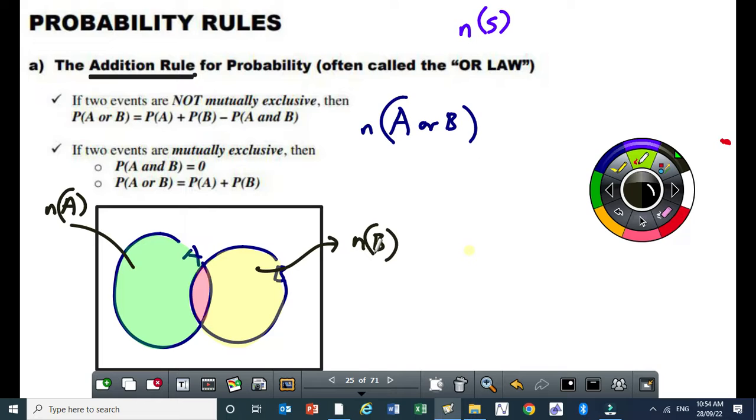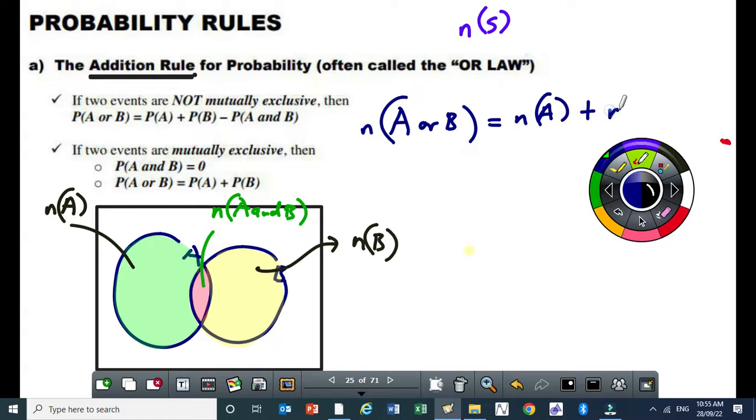Then this area here, that's N of A and B. That area. Okay? So, if I want to find the total number of elements in A or B, it will be equal to the number of elements in A. When I say A, I'm talking about the whole circle of A, the whole set for A, which includes the what? The intersection.